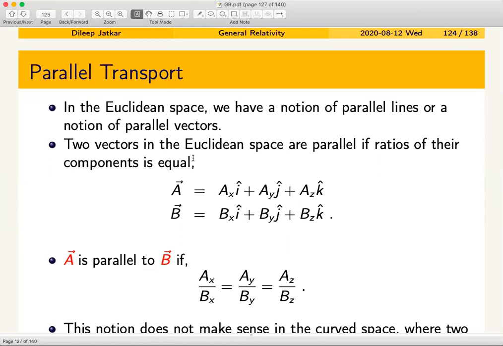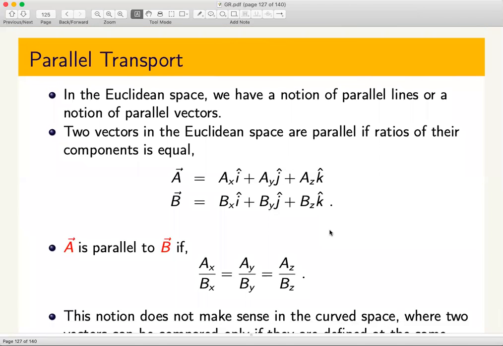The statement that two vectors are parallel in Euclidean space means that the ratios ax by bx is the same as ay by by, which is the same as az by bz. If you have that, then you claim that these two vectors are parallel. That's the usual notion that we use in Euclidean space.